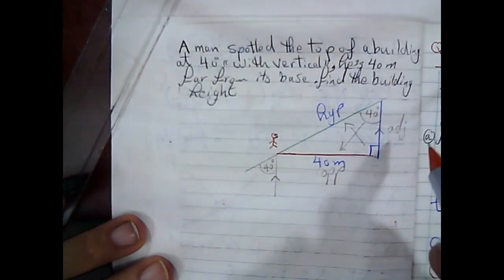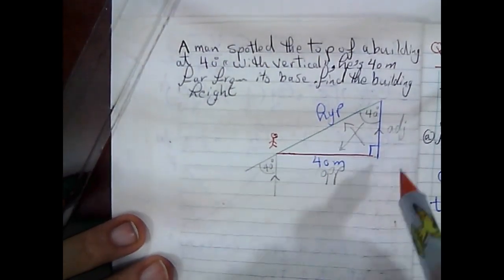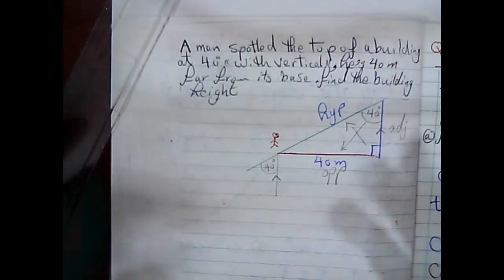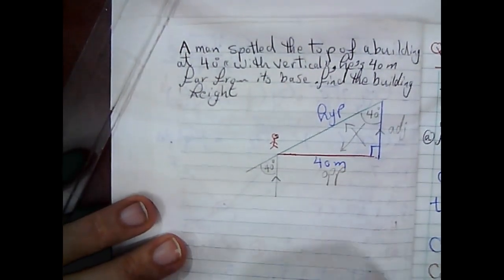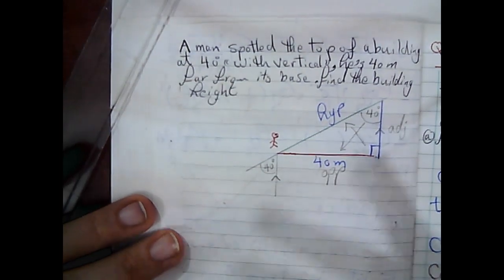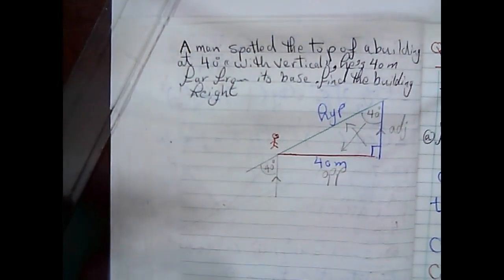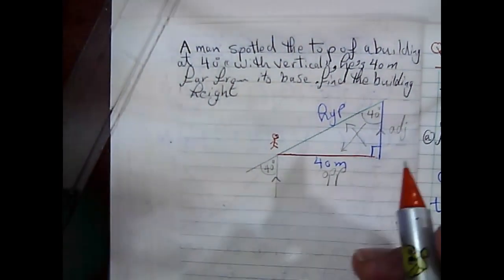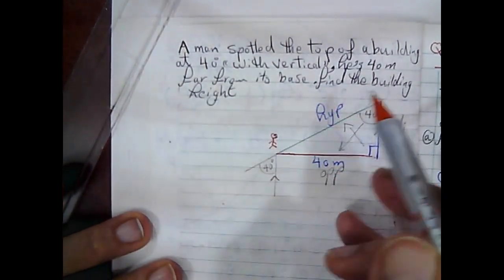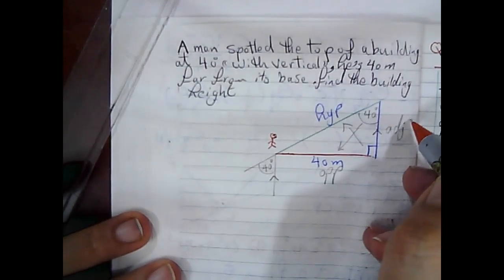Only two of them we will work on. Which two? We will work on the one we want and the one we have. We will not work on anything else. What we want is the height of the building, so we will work on this one.